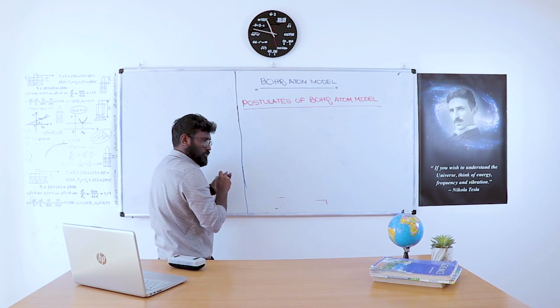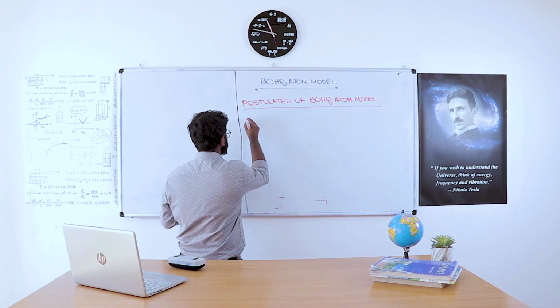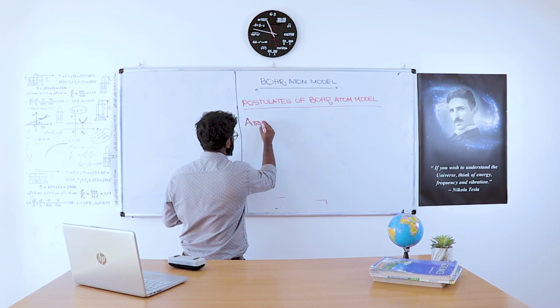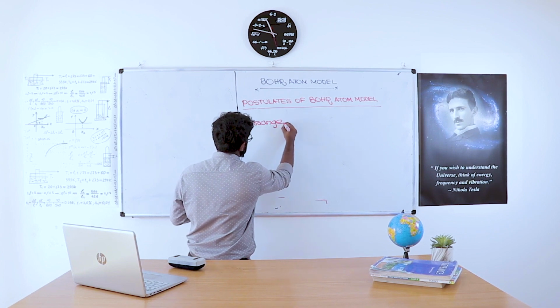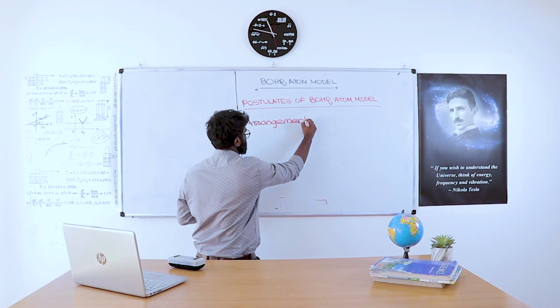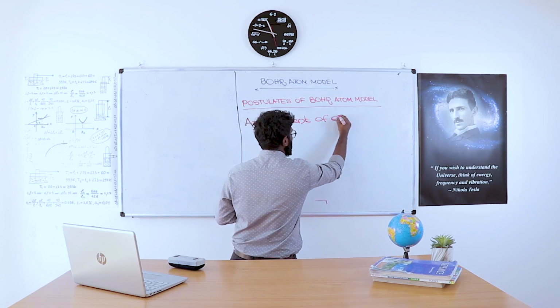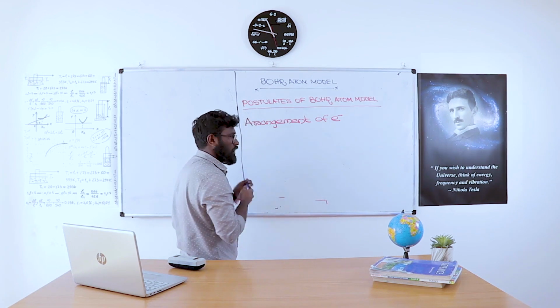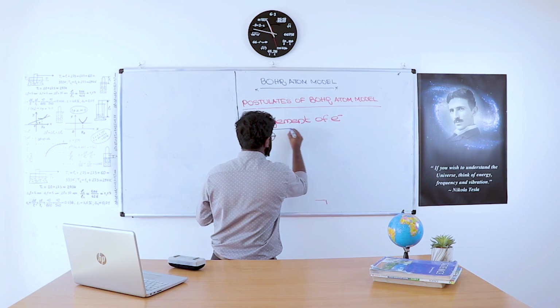So, arrangement of electrons in the orbit.